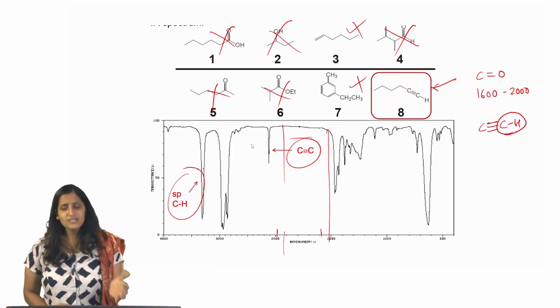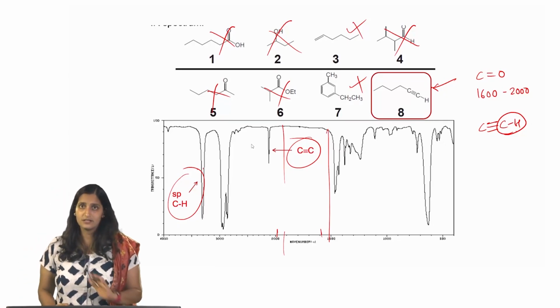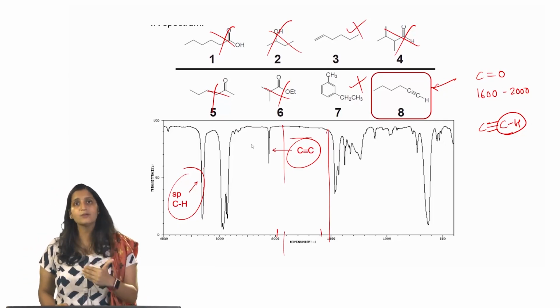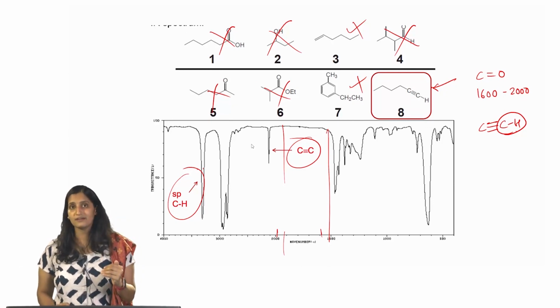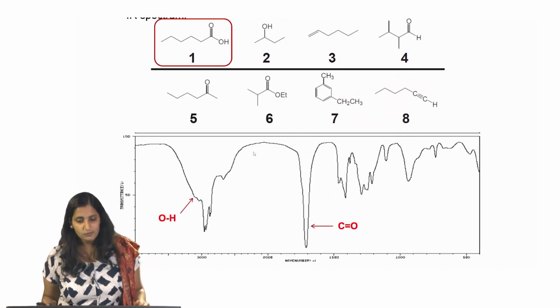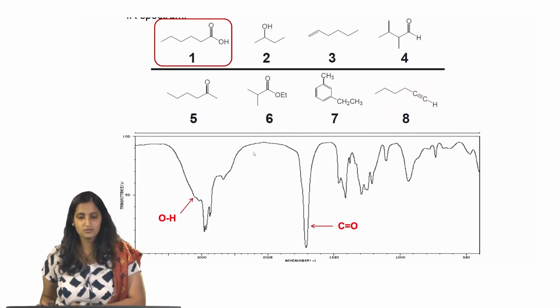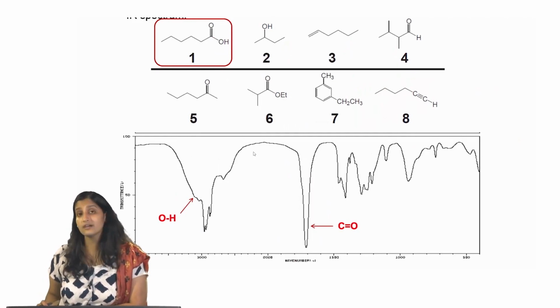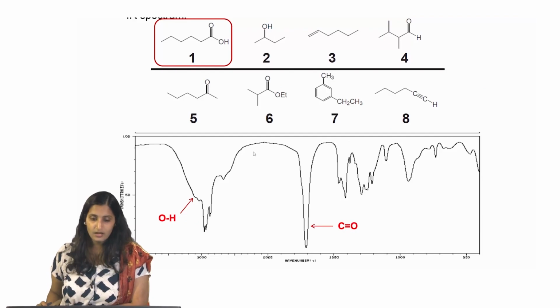So, that is how easy IR interpretation is. It is basically referring to a table, figuring out what all peaks you have in the spectra, and then trying to narrow it down to the corresponding structure. I have one more question here to be solved. Again the answer is given, but we will try to rationalize why.